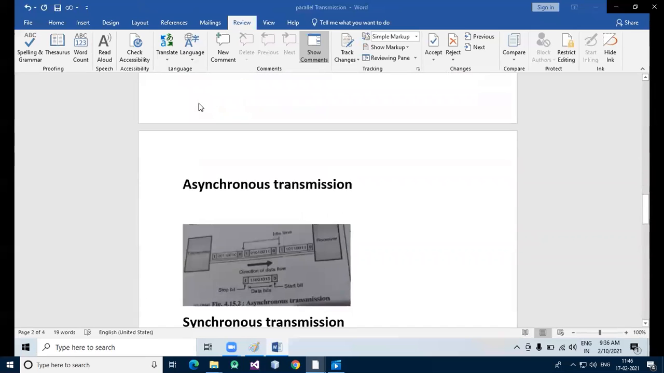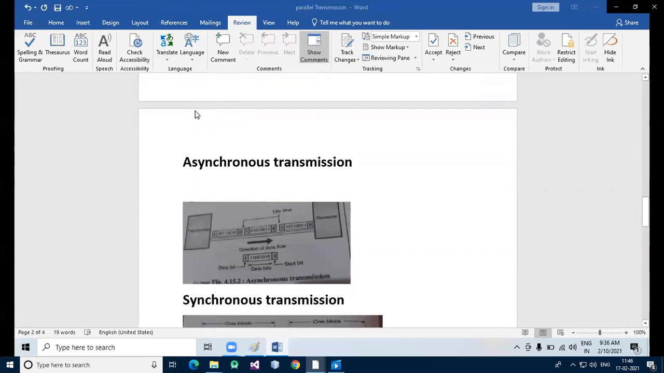In asynchronous transmission, the transmission of a data byte can occur at any instant of time. Only one byte is sent at a time. After sending one byte, the next byte can be sent after an arbitrary time delay, as shown in this figure. First of all, you should know the meaning of synchronous and asynchronous, which we have discussed many times, so I will not repeat it here.